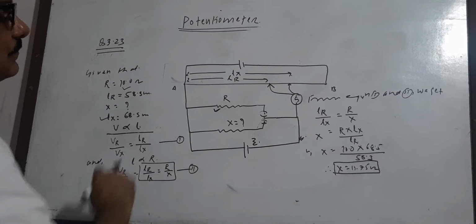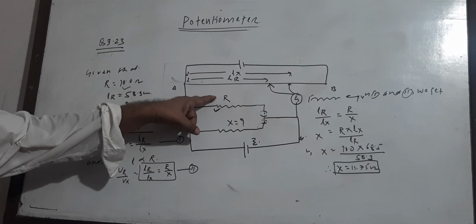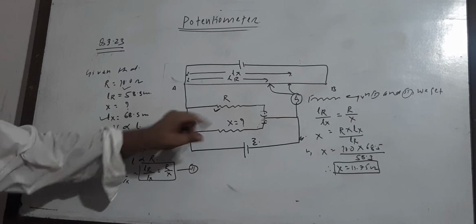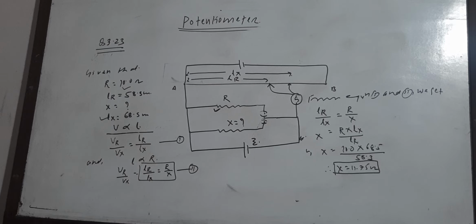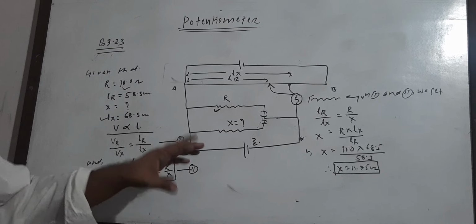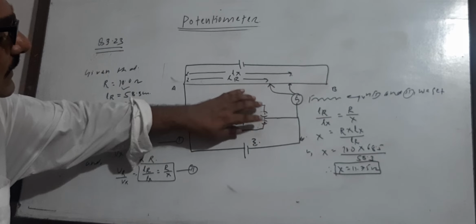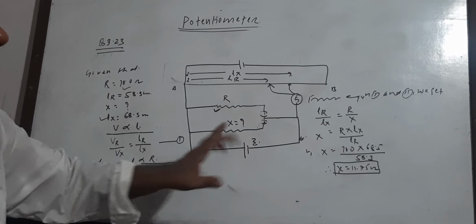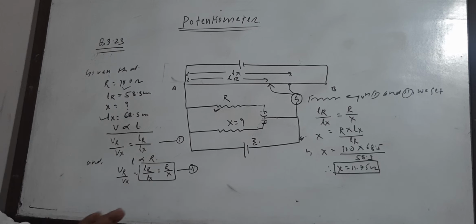So if the balancing length is obtained by the help of the resistance R, and by the help of the resistance X, the potential difference is directly proportional to L. And if you have to compare the value of E, this circuit is omitted, and using the cell having the EMF E. So this is the solution of question number 3.23.